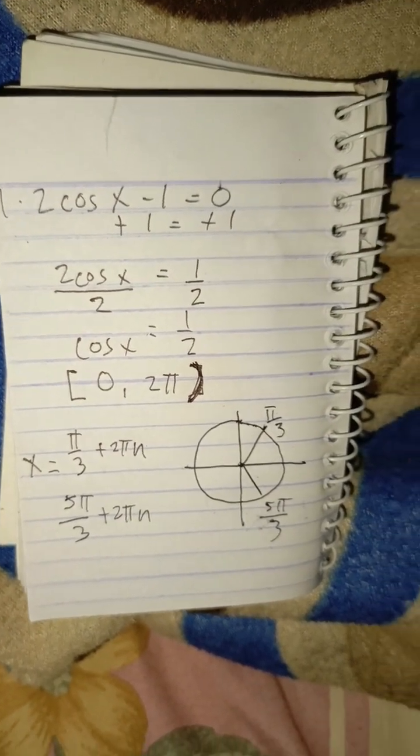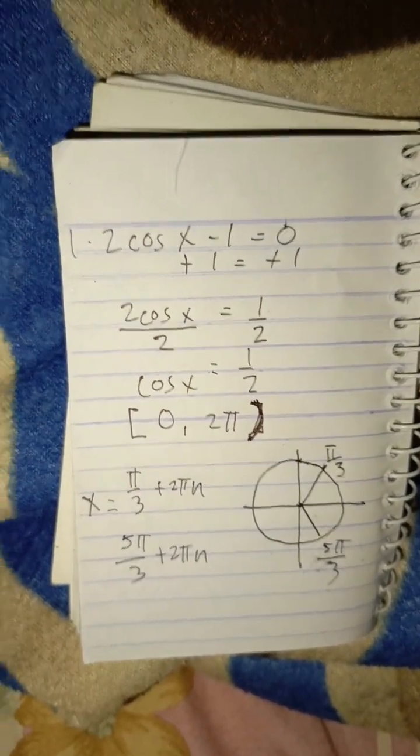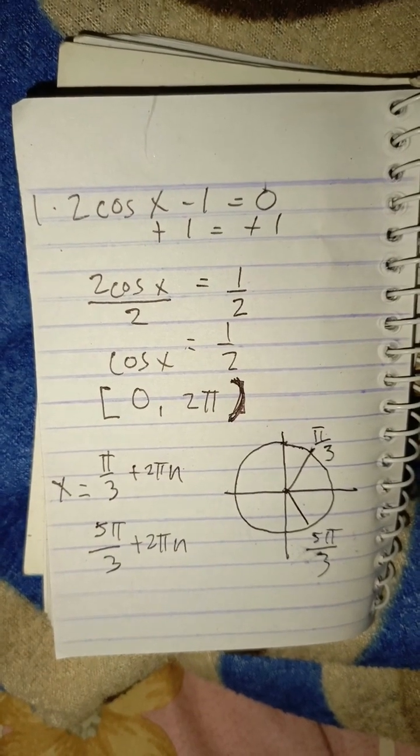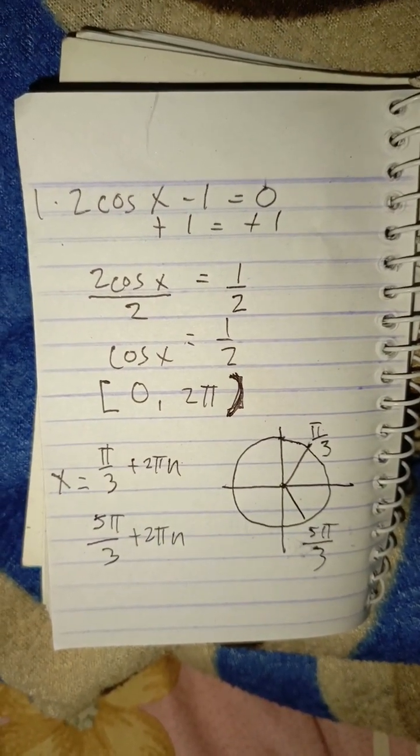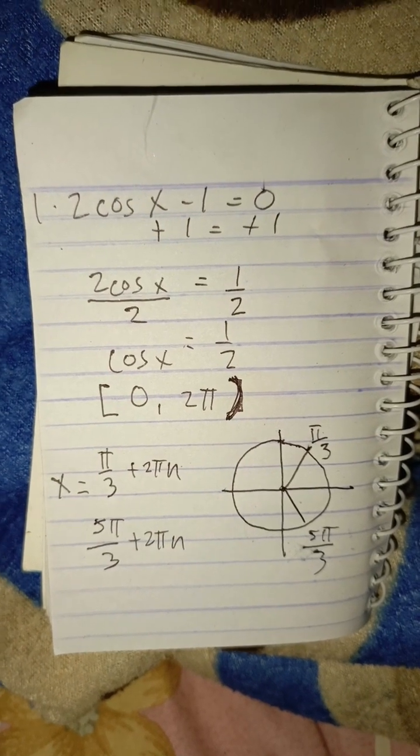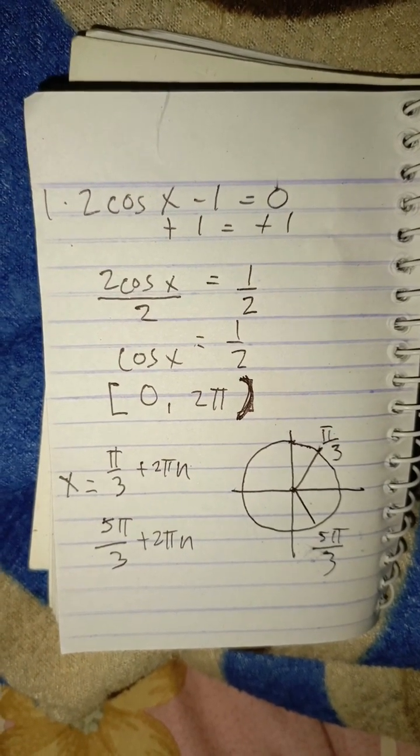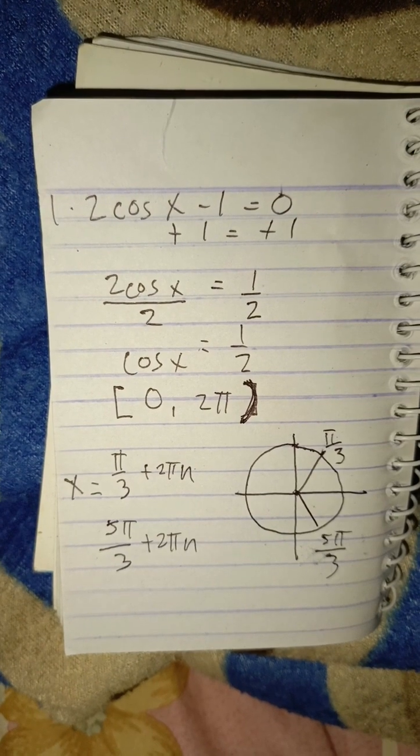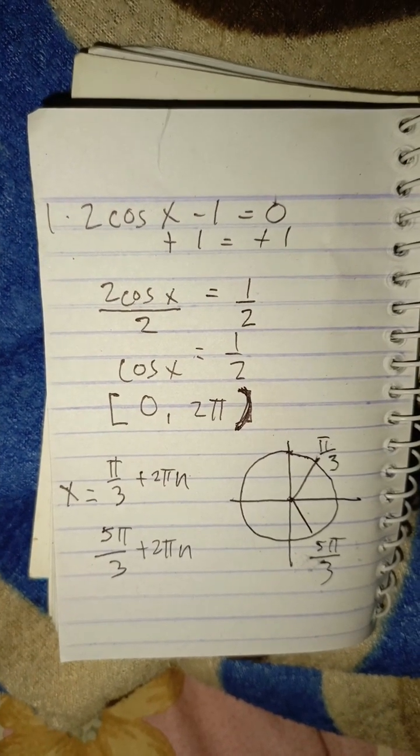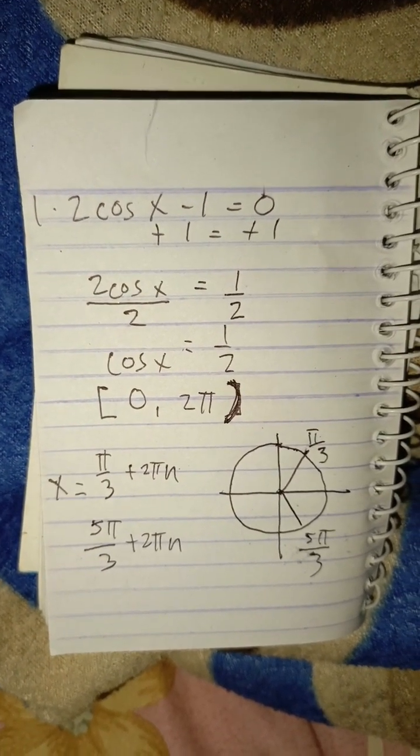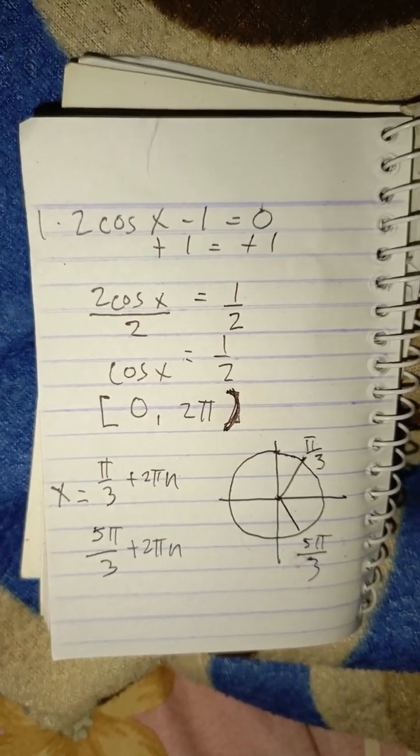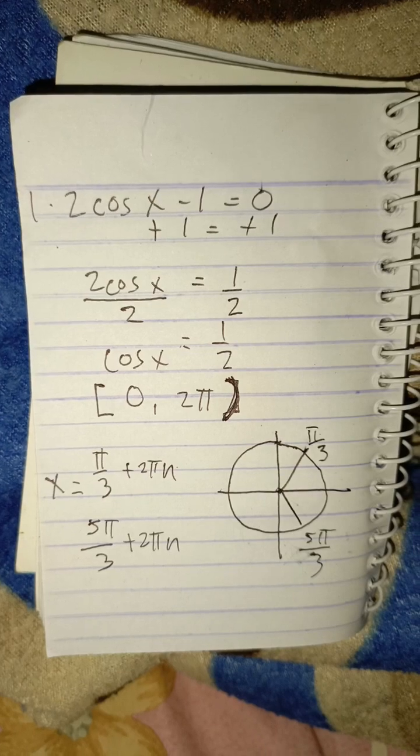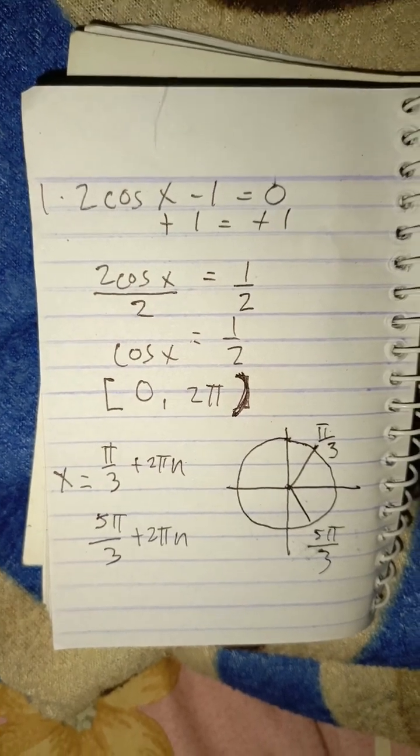Before we solve this kind of equation, I want you to remember your topic about algebraic expressions, where you're going to get the value of x by canceling out your expressions. In this problem, I want you to focus on getting the value of cosine x, because we're going to solve for the value of our cosine.